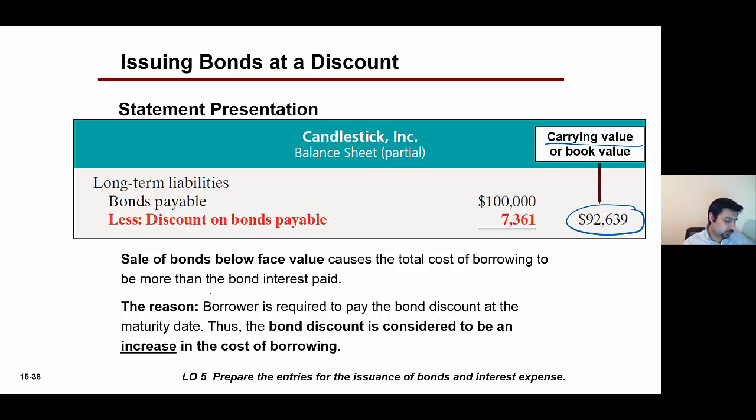And it is important to see that the discounts on bonds payable will increase the cost of borrowing. Why? Let's see how this works. The thing is that the company is basically accepting less money than the face value. So the company is accepting this discount up front. The company is getting $92,639, but on the maturity date, the company will be paying the face value of $100,000. This is why the cost to borrow the money has increased.